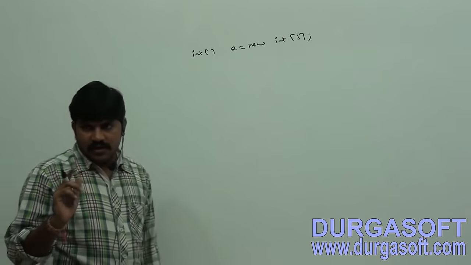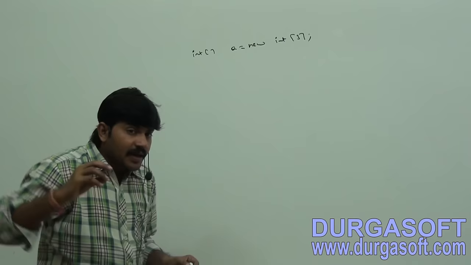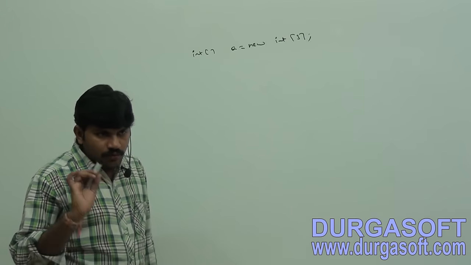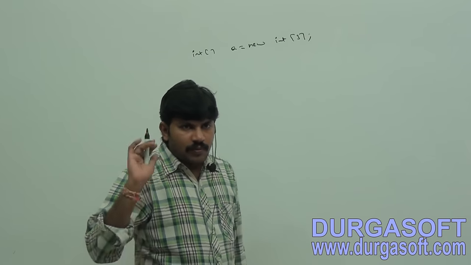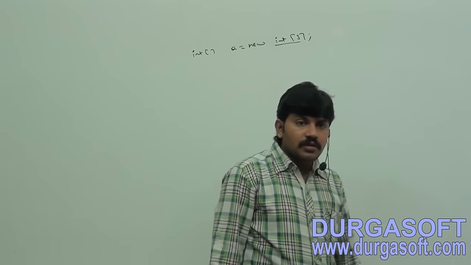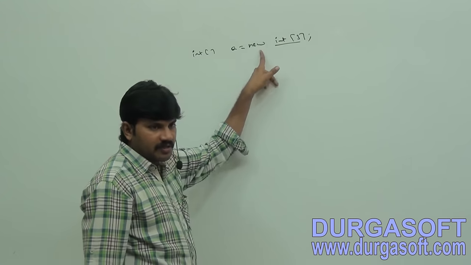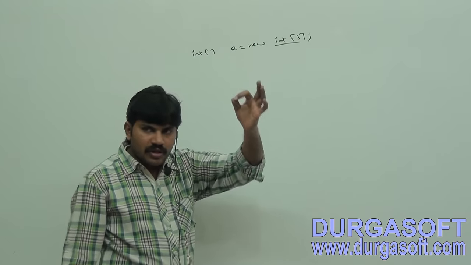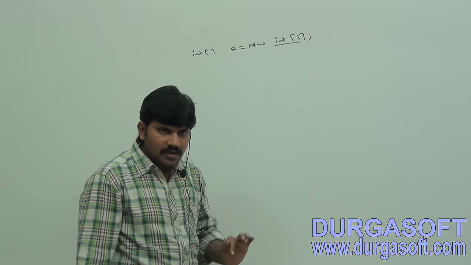Sir, here I have one doubt. Usually, how do we create an object? By using the new operator. But we can create arrays also by using the new operator, right? Can I use the term that an array is also an object? Because if an array is not an object, then you cannot create it with the new operator. The new operator can be used to create objects.